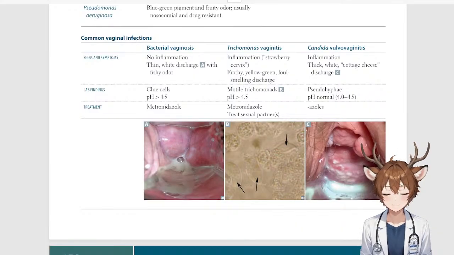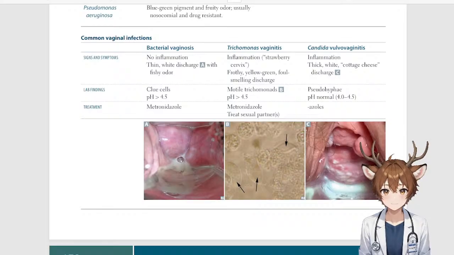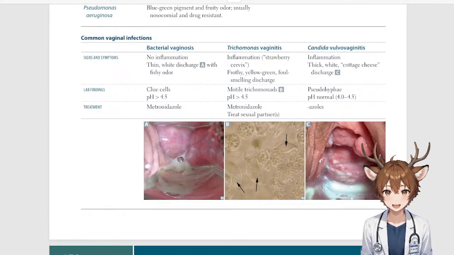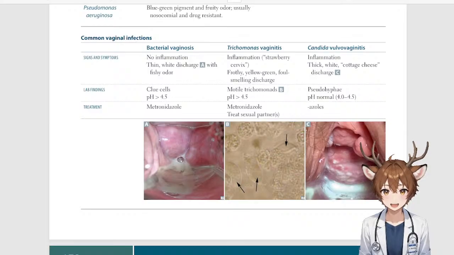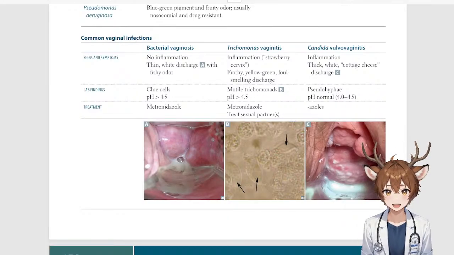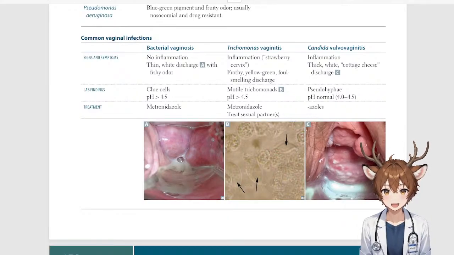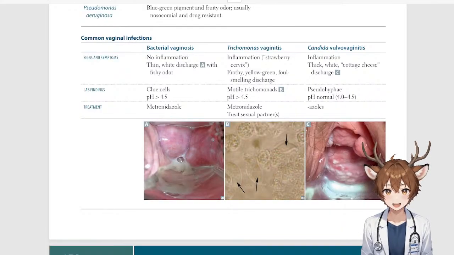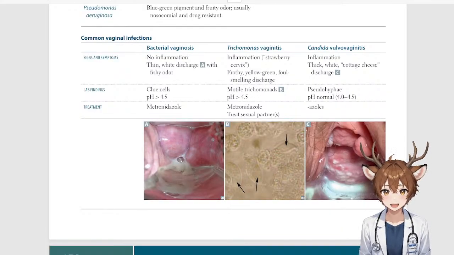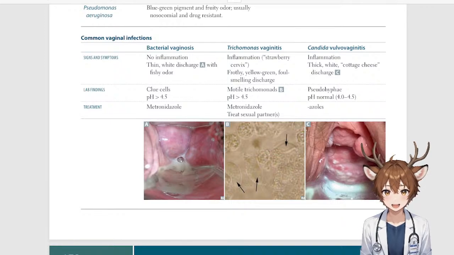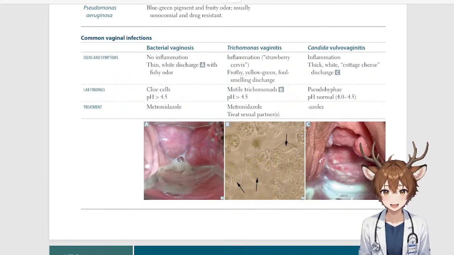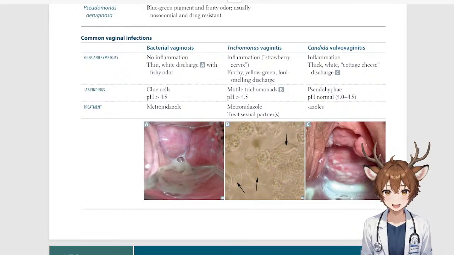That looks gross. Anyway, common vaginal infections. So we have signs and symptoms, lab findings, and treatment. So what about bacterial vaginosis? No inflammation, thin, white discharge, you can see in the picture in A, with fishy odor. Yeah, that does not sound particularly pleasant. Lab findings: clue cells, bacteria-coated epithelial cells, pH greater than 4.5. Positive potassium hydroxide whiff test. Treatment would be metronidazole or clindamycin.